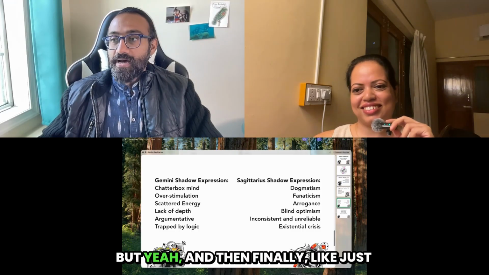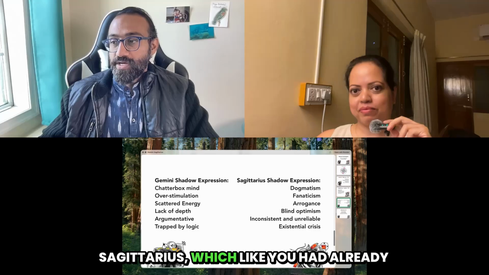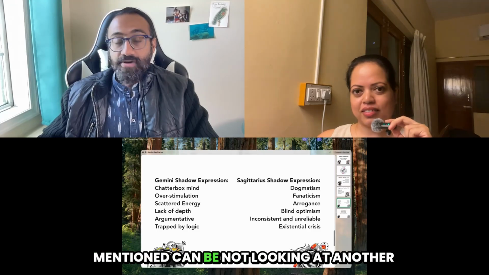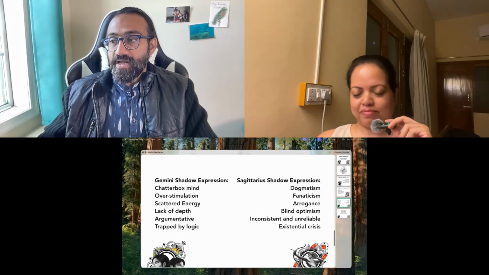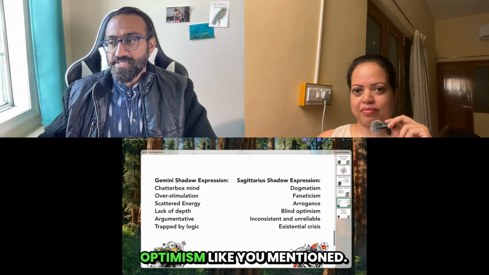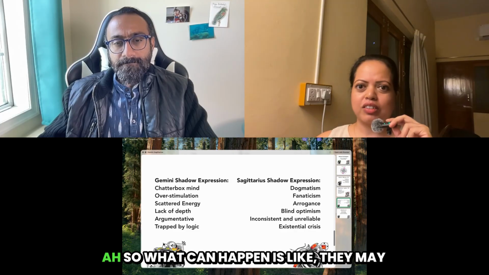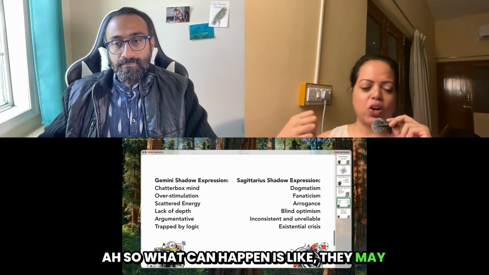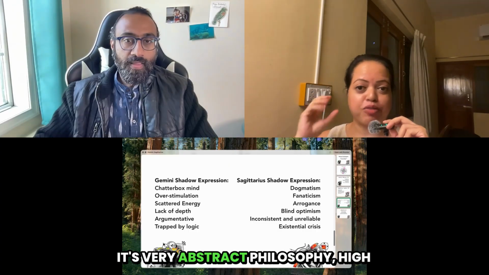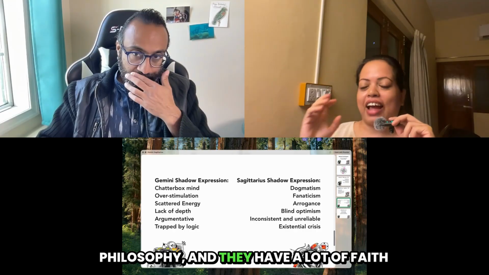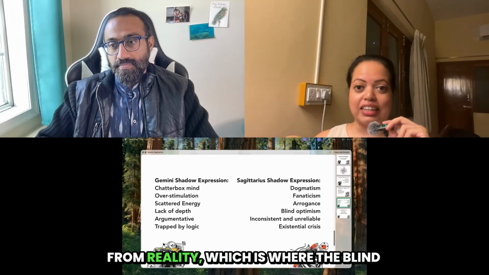But yeah, and then finally, moving to the shadow expression of Sagittarius, which, like you had already mentioned, can be not looking at another perspective, which will lean into fanaticism or dogmatism, kind of like blind faith or even blind optimism, like you mentioned. They're very jovial. There's also abstract philosophy. When we talk about Sagittarius philosophy, it's very abstract, high philosophy, and they have a lot of faith and meaning in it, right? And that can sometimes be disconnected from reality.